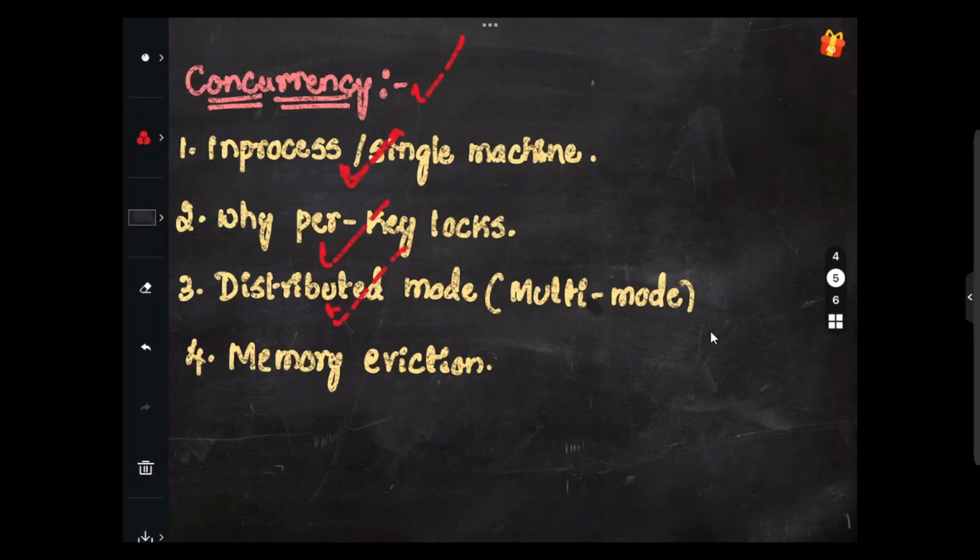One is Lua scripts that trim and check length, then append. Or use a sorted set with timestamp scores, or we can go with a token bucket implemented in Redis with atomic decrement or increment. So this is it for the distributed mode, or multi-node.